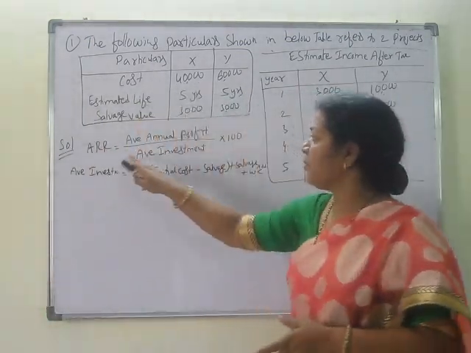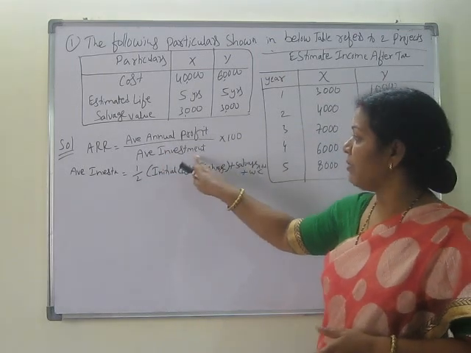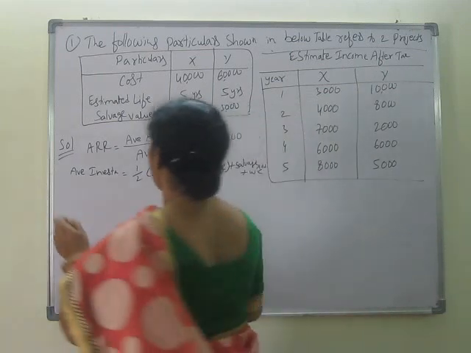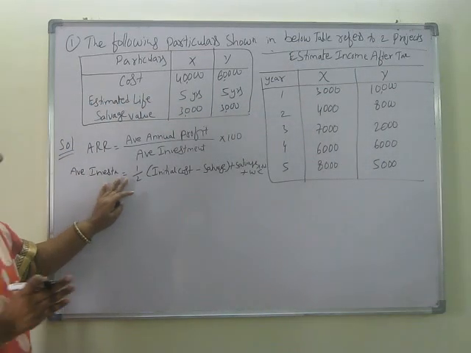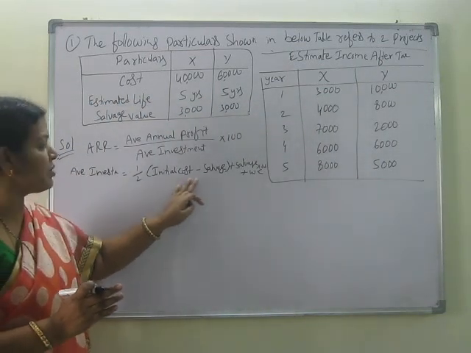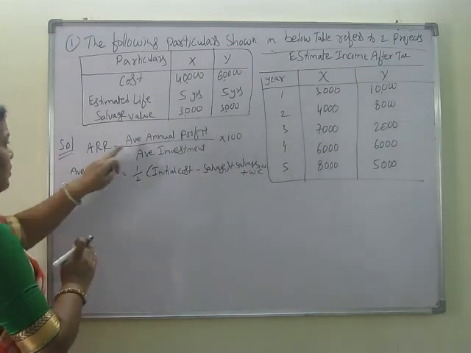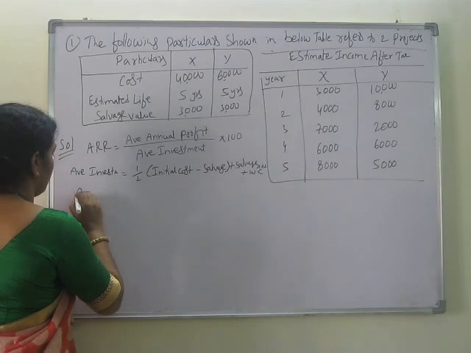The ARR formula I have already written: average annual profit by average investment into 100. Average profit, how do we get it? The average investment formula, as I told you, is 1/2 into initial cost minus salvage plus additional working capital. So first we'll go for average annual profit.